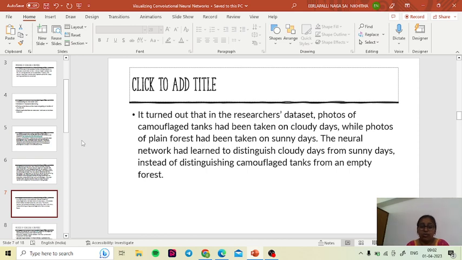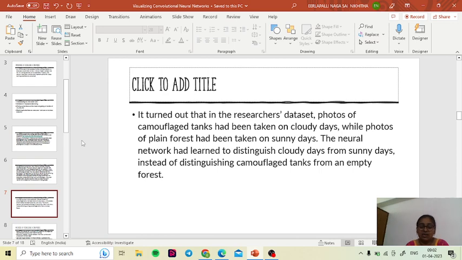Why is it so? Because the photos of the forest were taken on sunny days, and the photos of the camouflaged tanks were taken on cloudy days. So the model learned the unimportant thing rather than the important thing. So it is very important to visualize a neural network, to check whether it is learning correctly and whether it is predicting correctly.